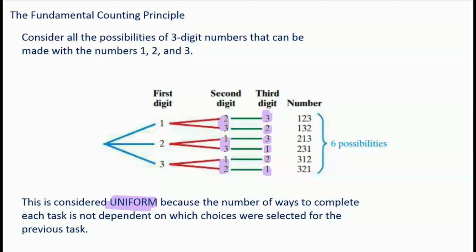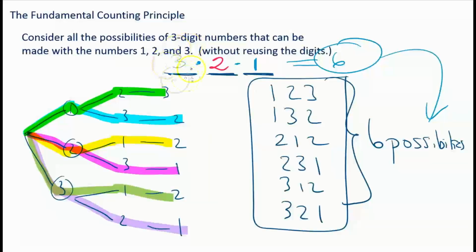So that's called uniform. And if you can say that your tasks are uniform, you can use that multiplication principle that I showed you just a minute ago, where I just multiply the number of ways to do the first thing times the number of ways to do the second thing times the number of ways to do the third thing. But before I make that official, let's look at another problem.